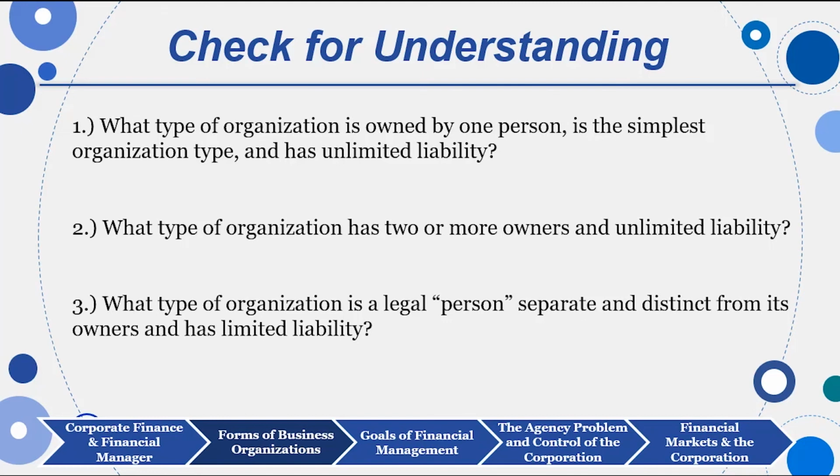What type of organization? In review, what type of organization is owned by one person? Simple, easy to form, unlimited liability. That's called a sole proprietorship. What type of organization has two or more owners and unlimited liability for the general partner is a partnership, limited liability for the limited partner.